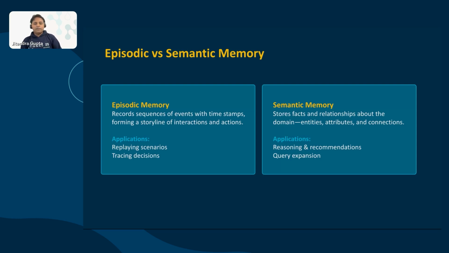The other approach is semantic memory, where we store the facts and relationships about the domain: entities, attributes, and the connections. Its applications are more on the reasoning and recommendation side, or if you want to expand our query because it already has the context from the past that we have already saved.